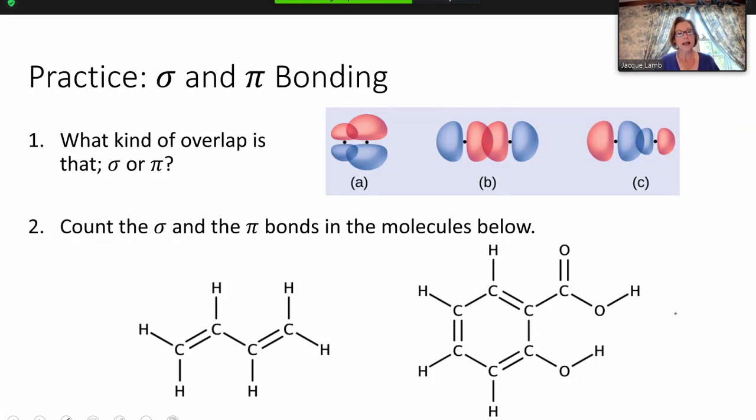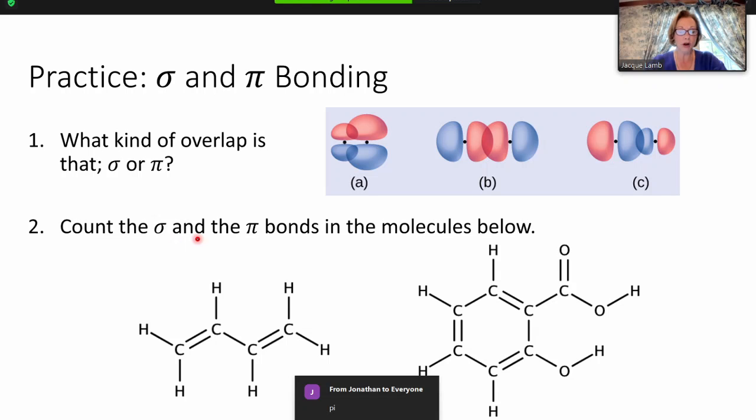So let's practice. Look at the first diagram and see if you can determine whether that is sigma or pi overlap. Is it side to side? Is the overlap occurring on the axis between the two nuclei, or is it occurring above and below the axis of the two nuclei? In the second diagram, I have shown a classic organic chemistry way of writing complex carbon-containing molecules, and we can count the sigma and the pi bonds in each molecule. 1, 2, 3, 4, 5, 6, 7, 8. This contains 9 sigma bonds, and there are 2 double bonds, so there are 2 pi bonds in the molecule.